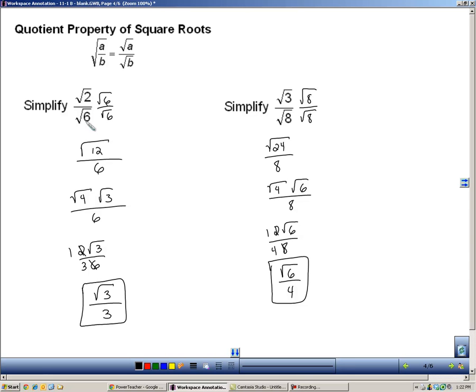So here's the work. Root 6 times root 6 is just a 6. Root 2 times root 6 is root 12. I pulled a perfect square of 4 out, and made the square root of 4 a 2. Cancel the 2 and the 6, so root 3 over 3. Here root 8 times root 3 is root 24. Root 8 times root 8 is 8. Pulled out a 4, root 4 times root 6, which became a 2 root 6, and then canceled.